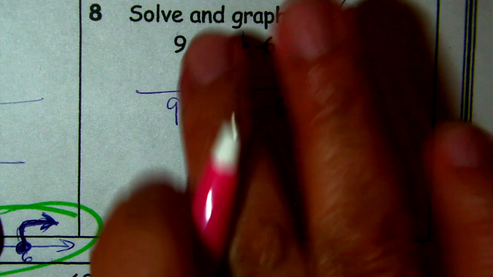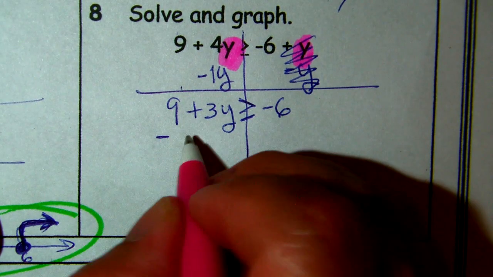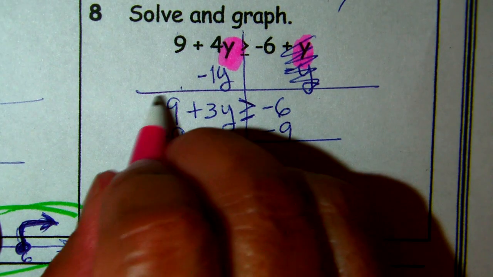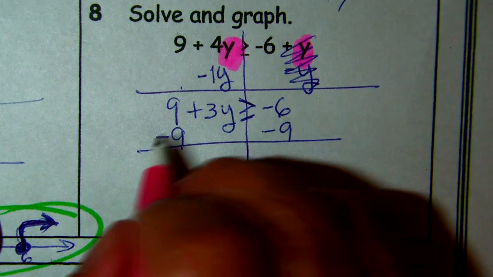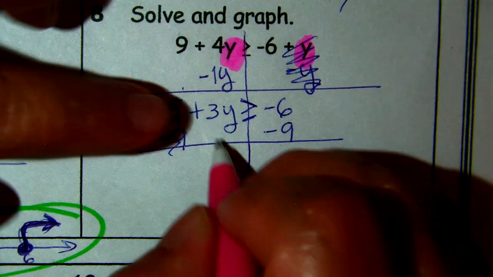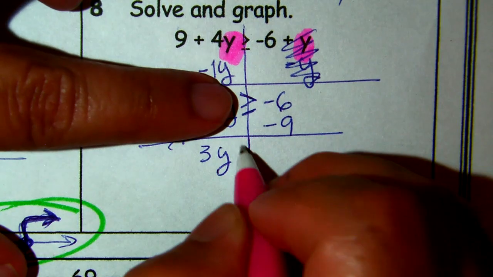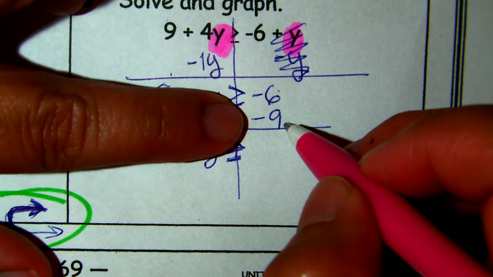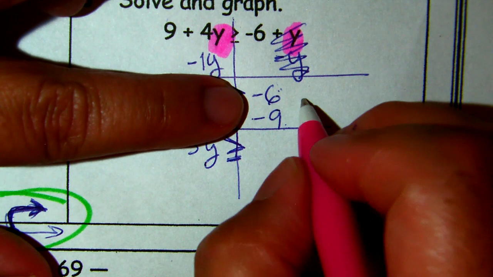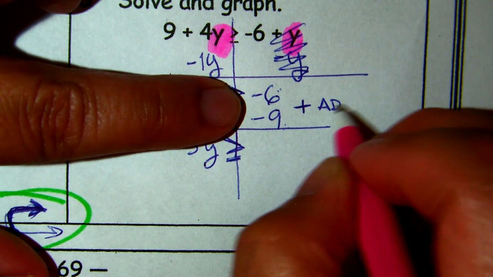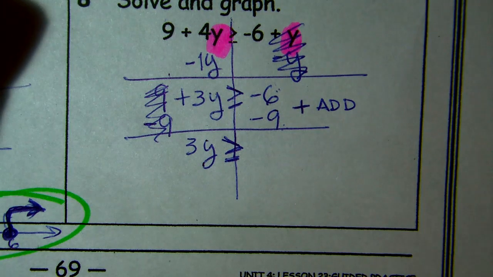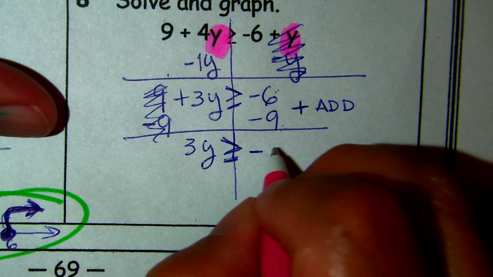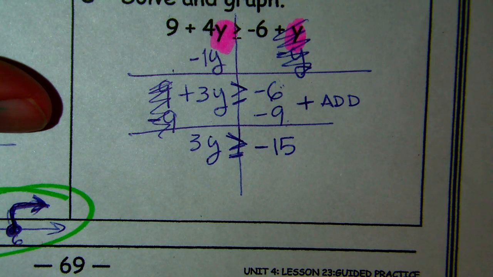What's next? Get rid of the 9. How do you get rid of the 9? Subtract, subtract. Because this one is adding or positive. We don't see the sign, so it's positive. So these two get canceled. Bring down the 3y. Bring down the greater than or equal to. Negative 6 plus negative 9. You're adding these two numbers, okay? You're adding. Don't forget. Add. So what do you get when you add negative 6 and negative 9? You get negative 15. Okay?